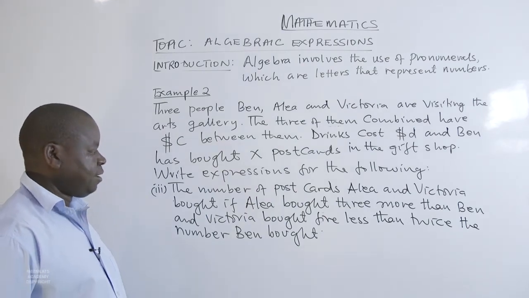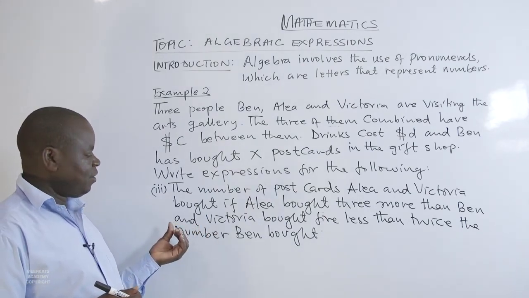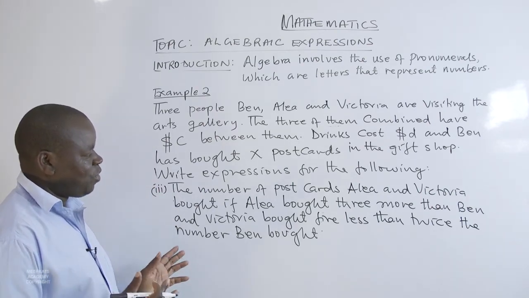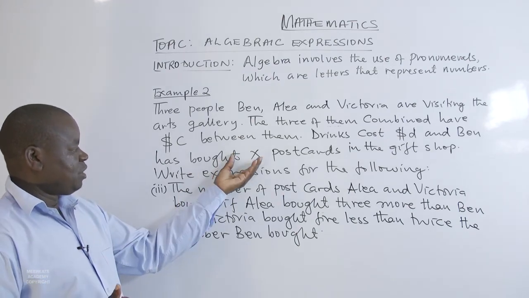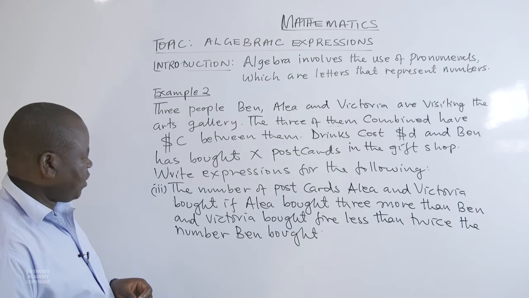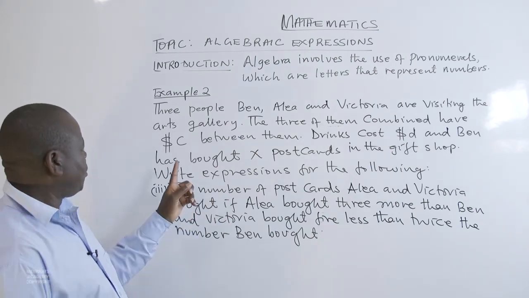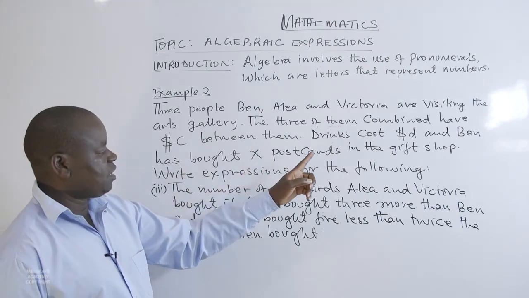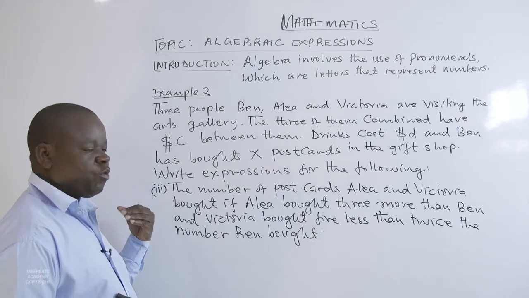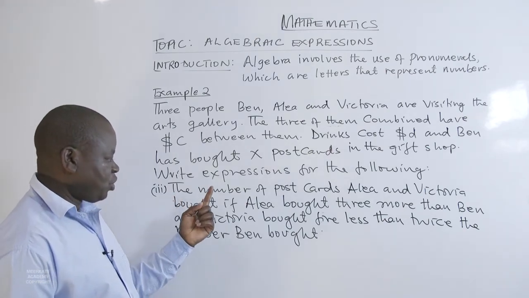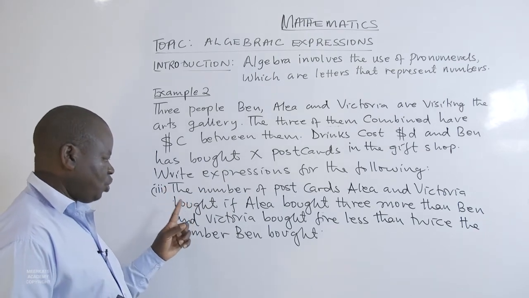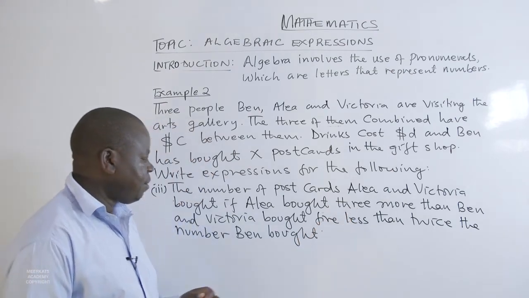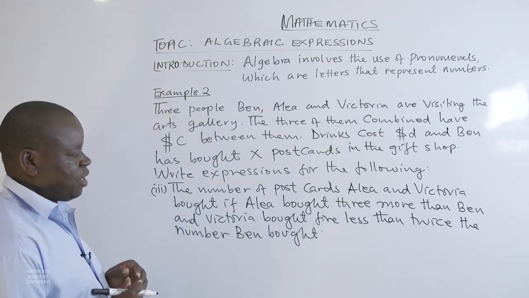So class, you can see that statement number 3 is now what we call a compound statement from the original statement we were given. We were told that Ben has bought X postcards in the gift shop. But now the question is asking the number of postcards Alea and Victoria bought. If Alea bought 3 more than Ben, so we start from there.